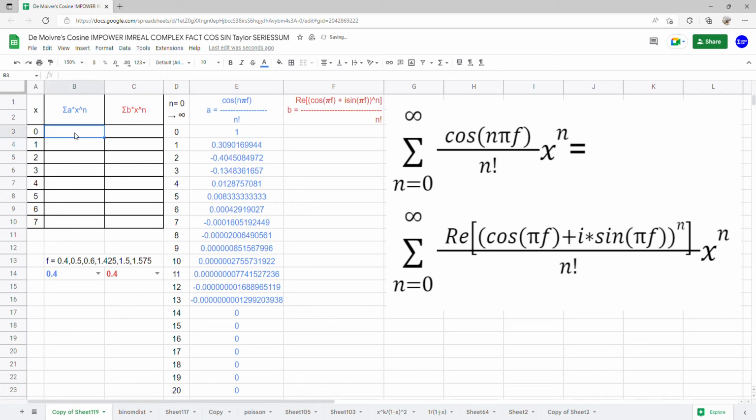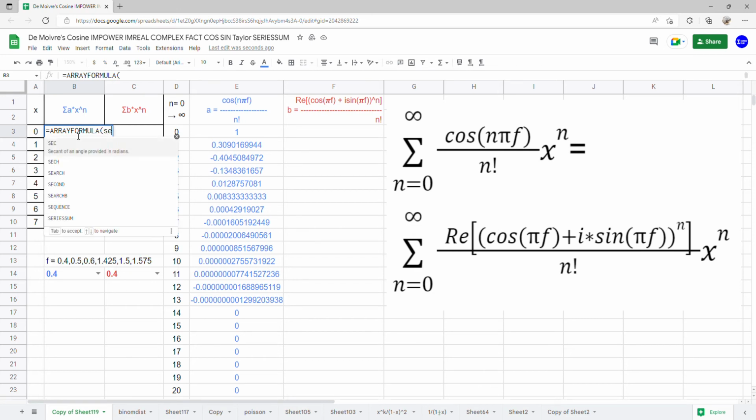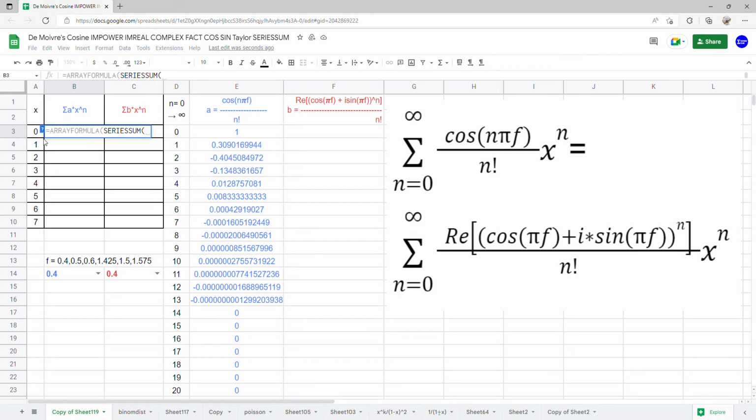Now we can continue with the first expansion. So array formula, series of the x values raised to the power n, where n starts from 0, incremental by 1. And the coefficient a will be this range.